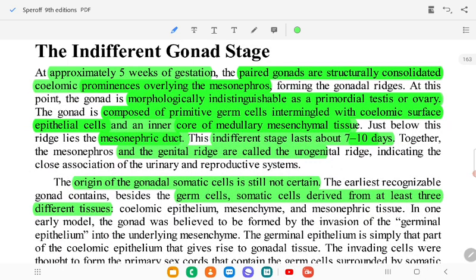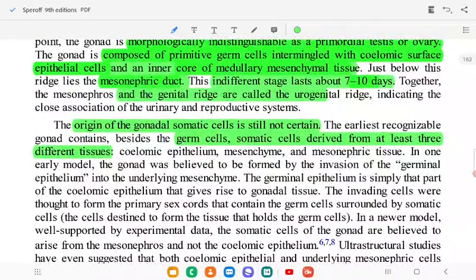So at approximately 5 weeks of gestation, the paired gonads are structurally concentrated in the coelomic prominence overlying the mesonephros, forming the gonadal ridges. At this point, the gonad is morphologically indistinguishable as testis or ovary. The gonad is composed of primitive germ cells intermingled with coelomic surface epithelial cells and an inner core of medullary mesenchymal tissue. Just below this is the mesonephric tract. This stage lasts for 7 to 10 days. Together, the mesonephros and the genital ridges are called the urogenital ridges. This indicates the close association of the urinary and reproductive systems.